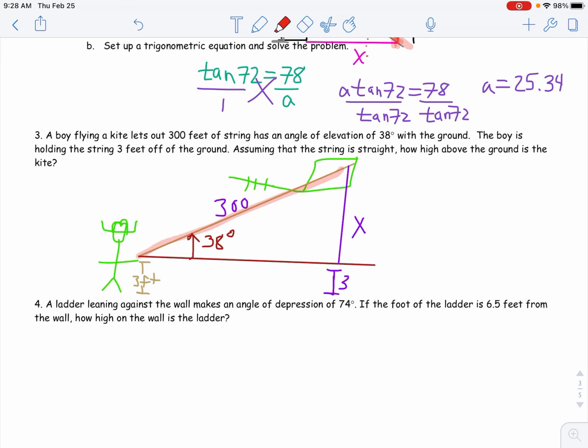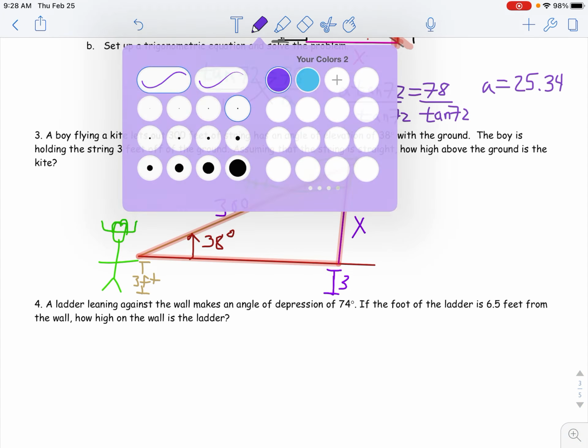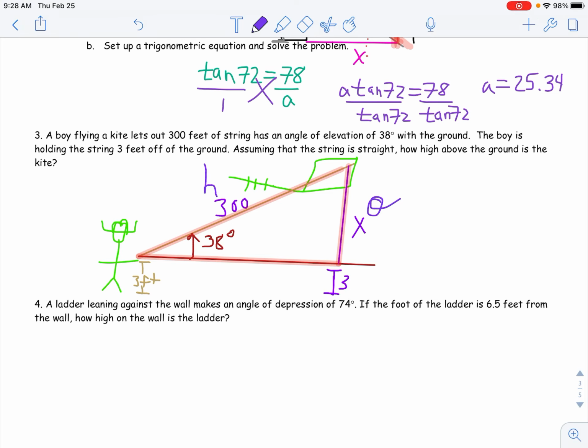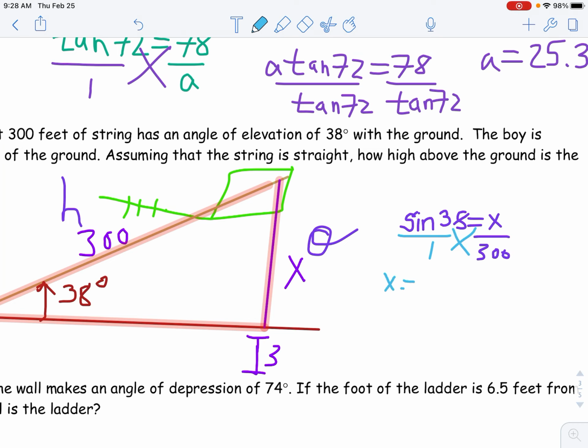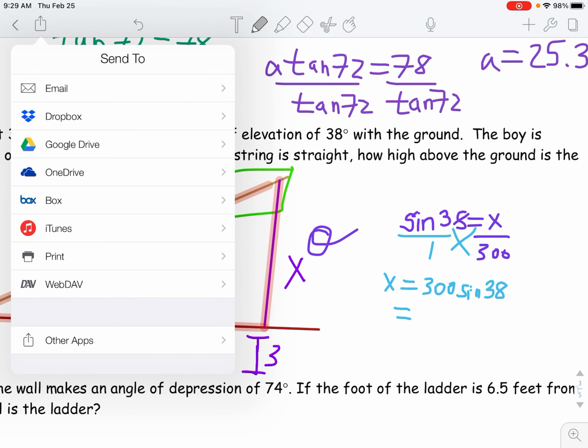All right. So in this time right here, another sine one. I think we've done everything but cosine today. I don't know about you guys, but cosine's my favorite trig function, so hopefully we get a couple cosine problems before we're all done, because this is opposite over hypotenuse. So we're going to have sine of 38 equals x over 300. x equals 300 sine 38. So the opposite side, 300 sine 38, is 184.7.